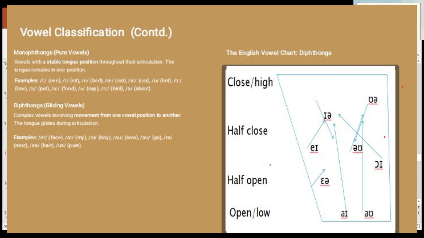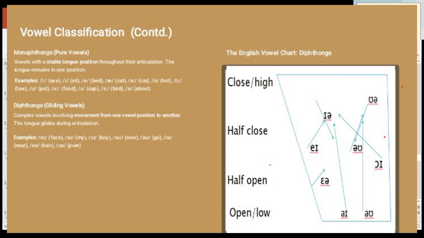We have some examples here as in see, sit, bed, cat, car, hot, law, put, food, cup, bird, about. In about, it is the first vowel in the first syllable that is a monophthong.